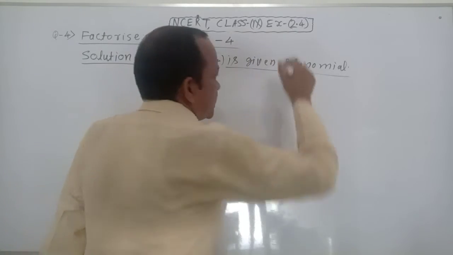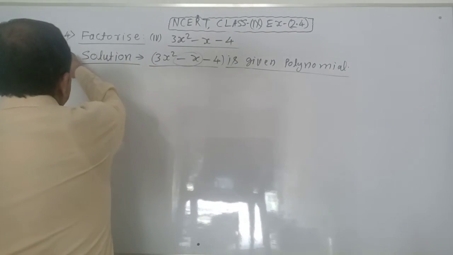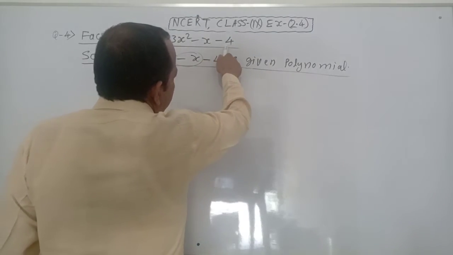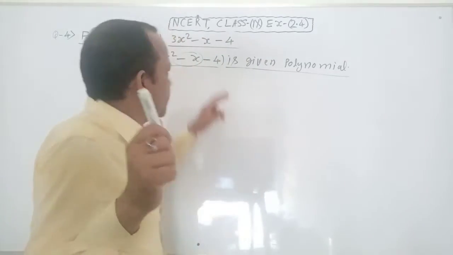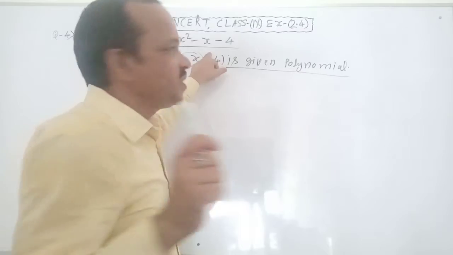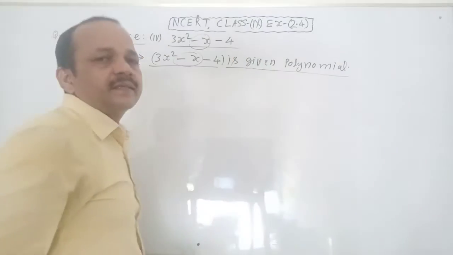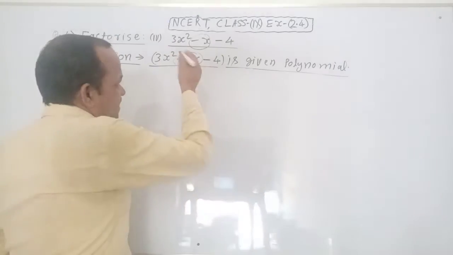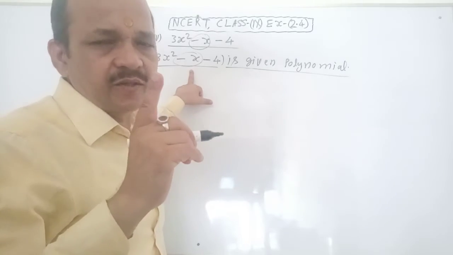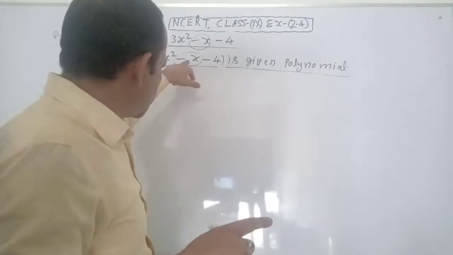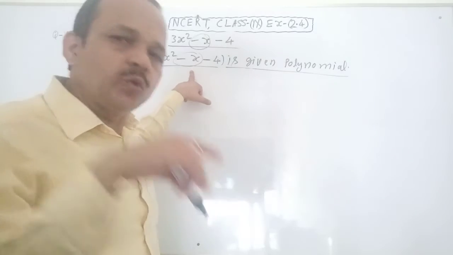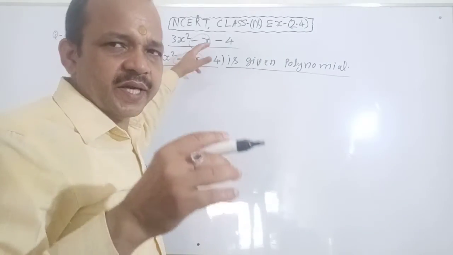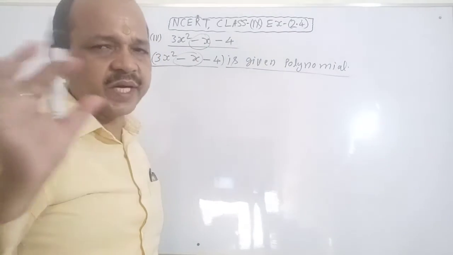NCERT class 9 exercise 2.4 question 4, factorize part 4: 3x square minus x minus 4. It is the given polynomial. It is clear? Here the middle term is minus x. It is clear? Here minus x is the middle term. No confusion about it? Very good. You split it and then make two pairs and take common in each pair. In this way you can solve it very easily. Clear? No confusion about it?